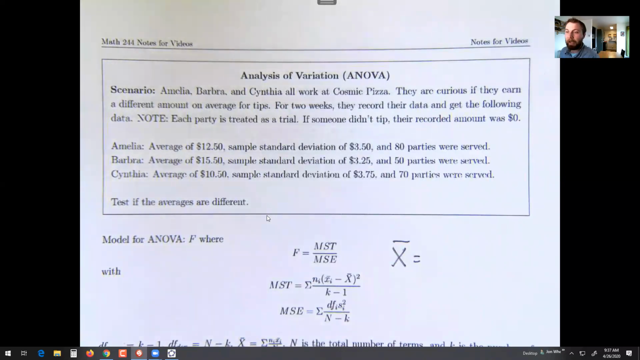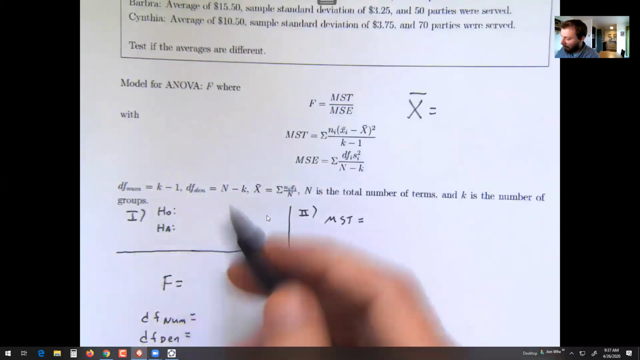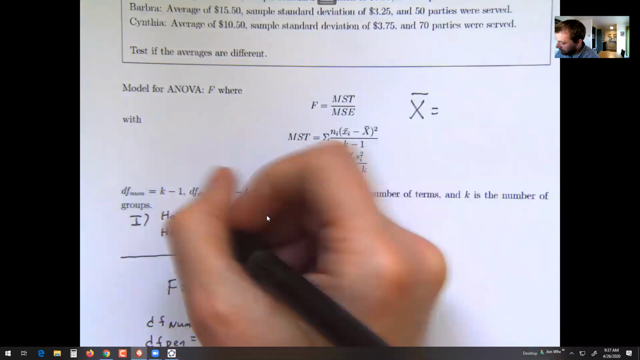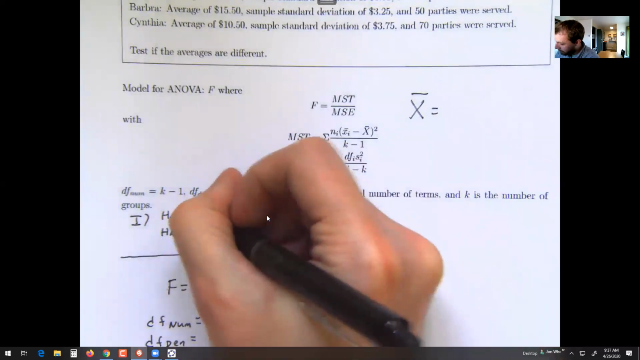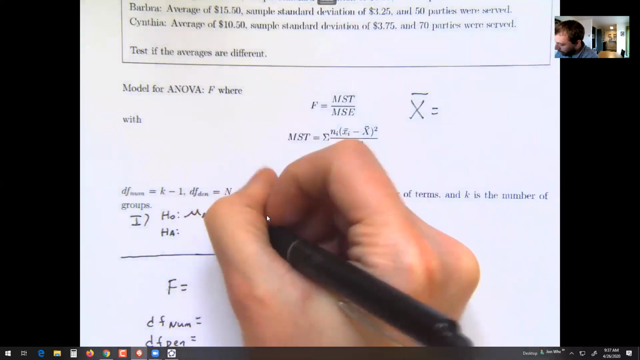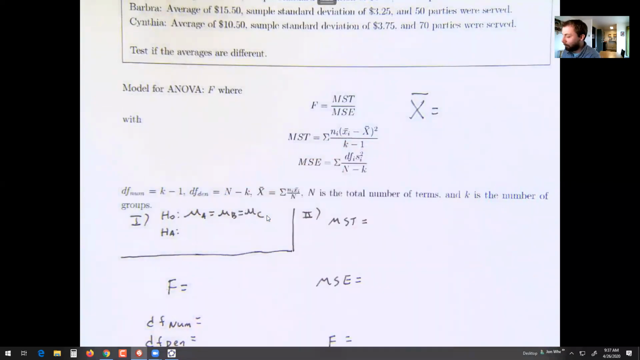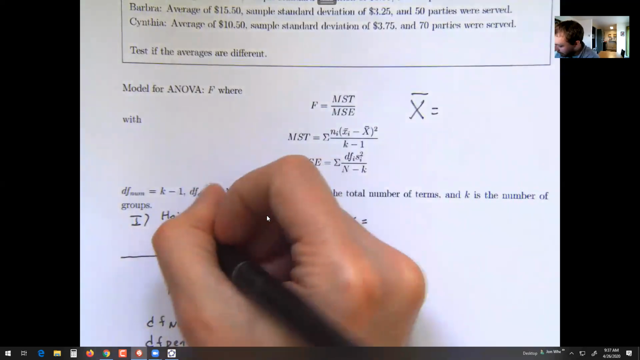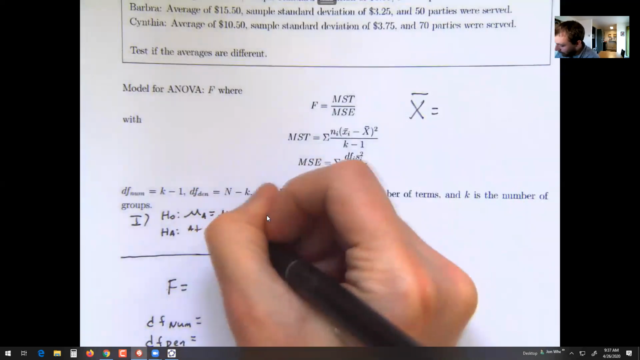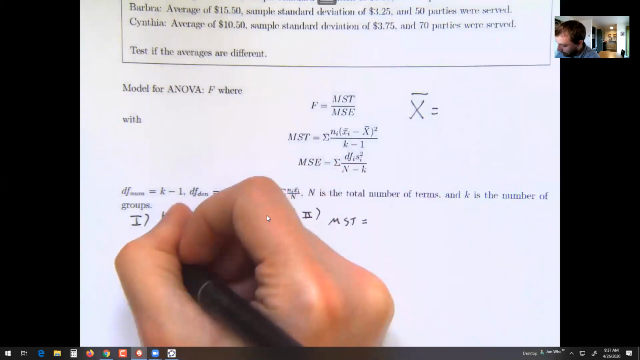ANOVA is always a test, so it's going to have the same 4-step process. First step is I'm going to have my hypotheses. My null hypothesis is that the averages for Amelia, Barbara, and Cynthia are the same. Alternative hypothesis is at least one average is different.